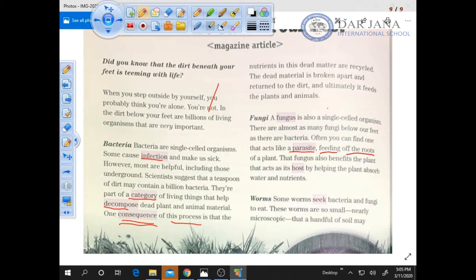Is feeding off the roots of another plant something good? No. So we can say parasite is related to something negative. It's like eating off someone else's property. So here, based on this, we can say parasite, taking something from others which is not yours.